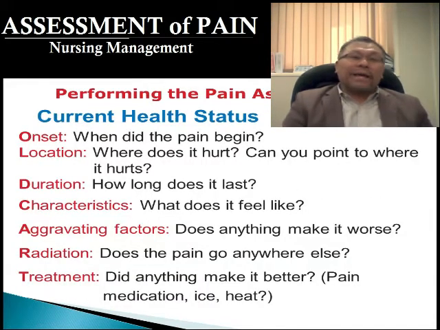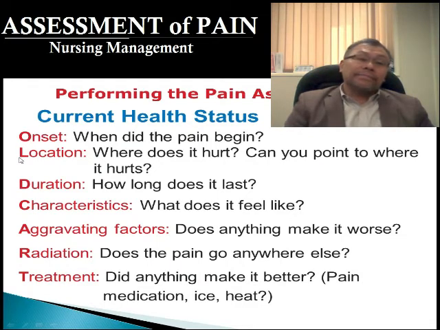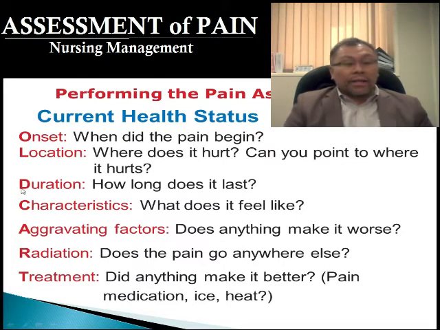Then next, in performing pain assessment, you are going to find out the current health status, the onset, when did the pain begin, the location, where does it hurt. You're going to ask the patient, can you point to where it hurts? You're going to ask the patient, how long does it last, the duration? And then you are going to find out the characteristic by asking the question, what does it feel like?